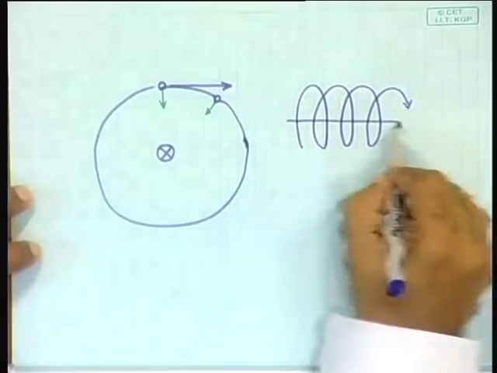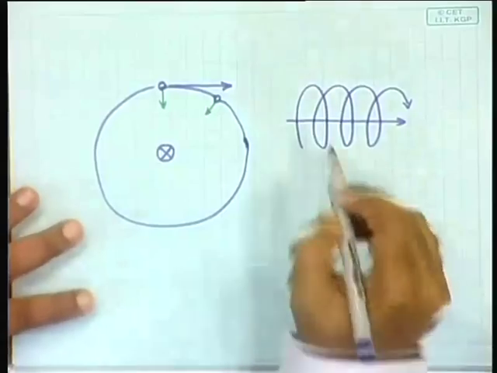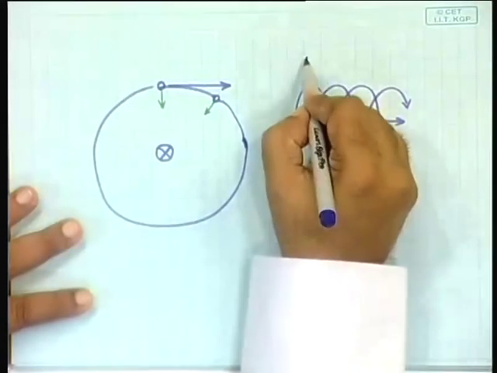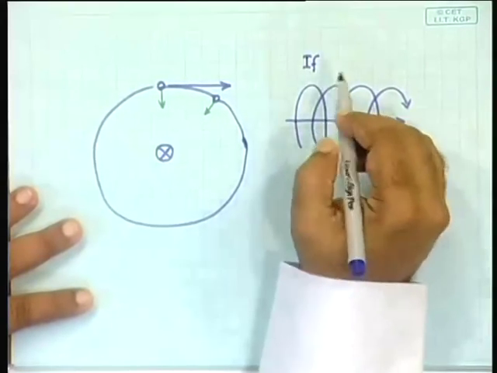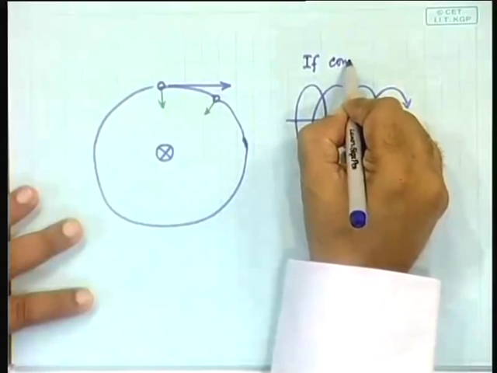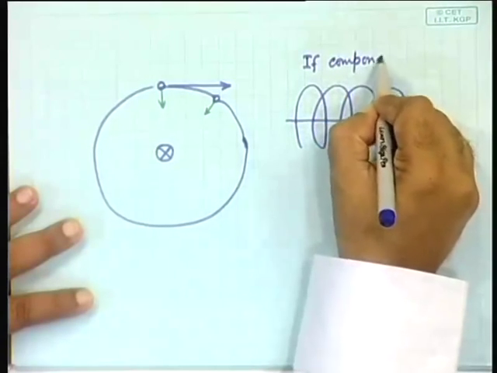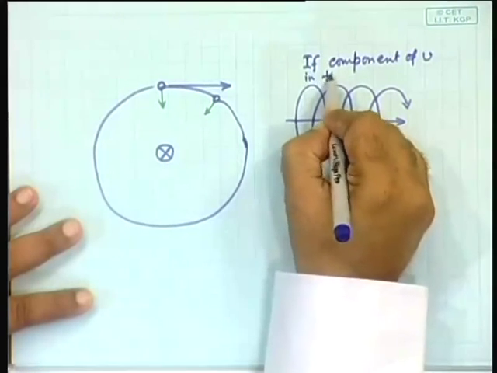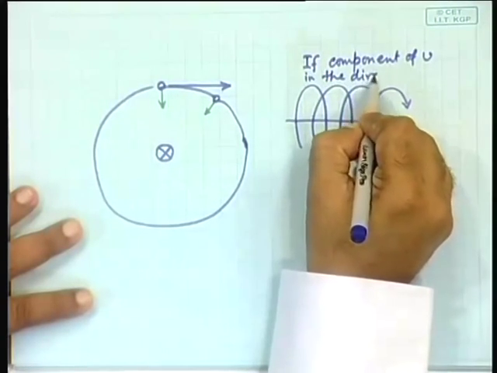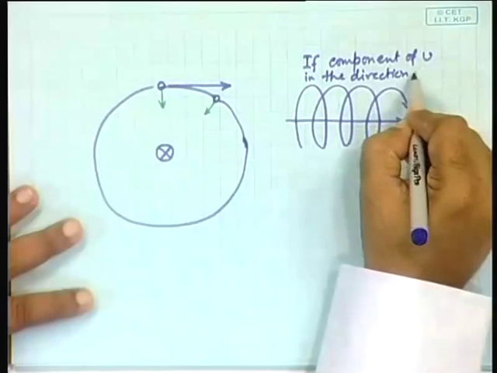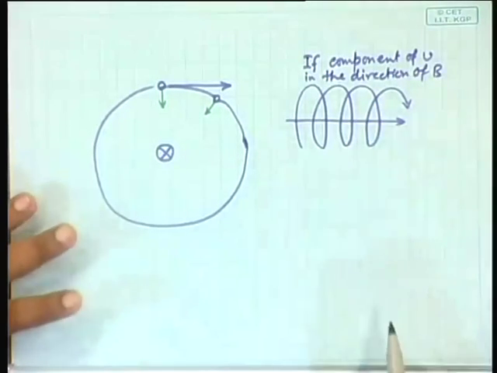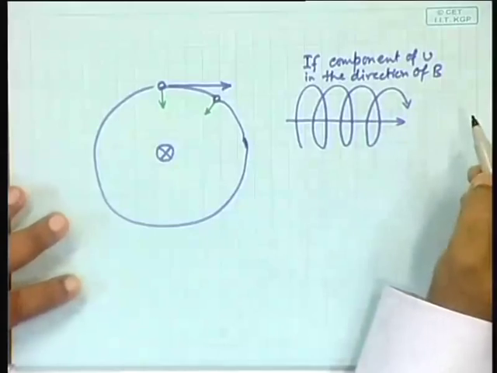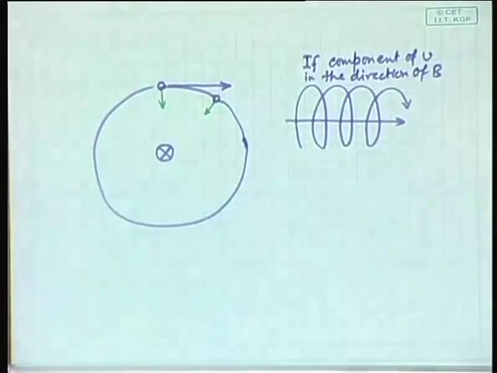So, here is the magnetic field. So, if a component of the velocity in the direction of B is present, then it will be like this.